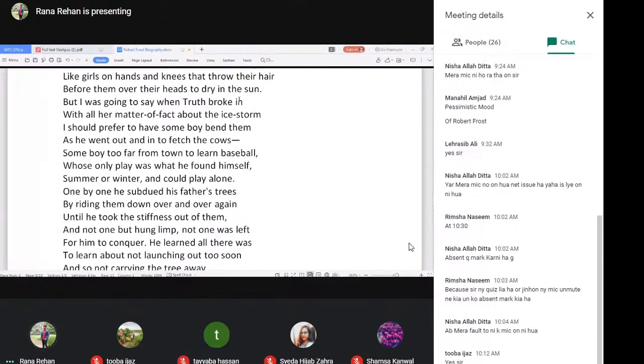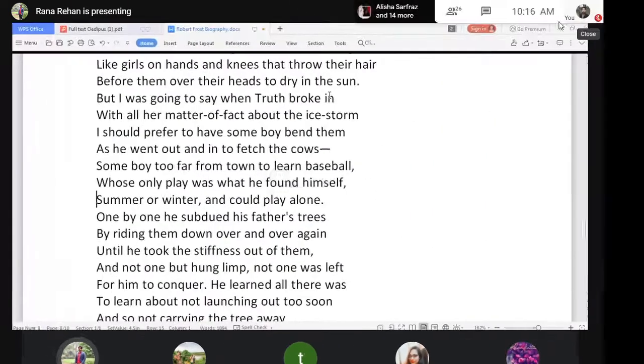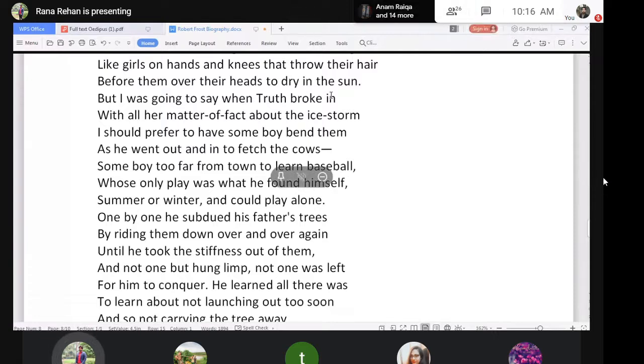And he said that he subdued every tree of his father by riding them down over and over again until he took the stiffness out of them. And what happened with those trees? When he kept on riding down every tree again and again, you know that there is a stiffness in the trees or in the trunks of the trees. So that stiffness is gone when they are ridden by that child again and again.